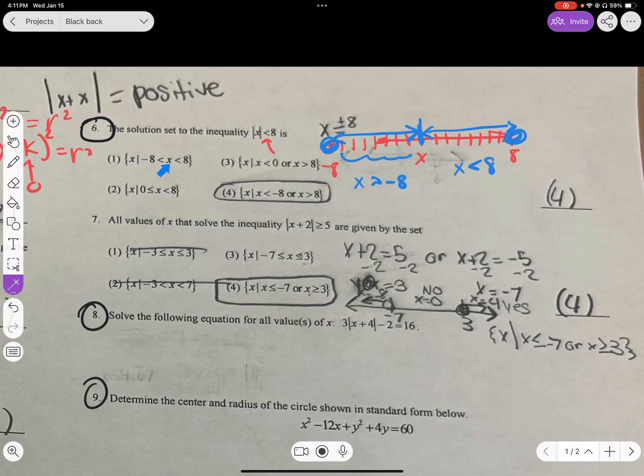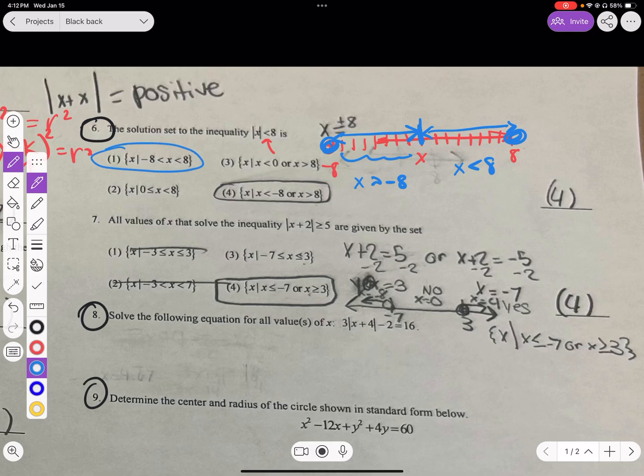So if I read from x's point of view, this says x is bigger than, always the crocodile points to the small one. This is the big guy. So x is bigger than the -8. So that one's right. And x is less than +8. This is answer one right here.